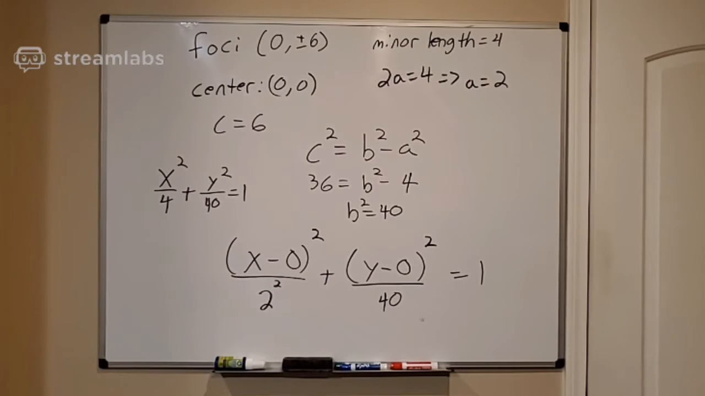How did you get 6? The distance from the center to the foci is your c value. Center's at 0, 0, foci's at 0, 6. Oh, yeah. Okay. Okay, any other questions on that one?